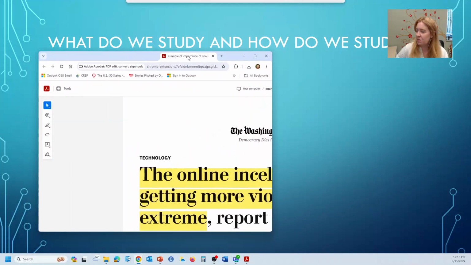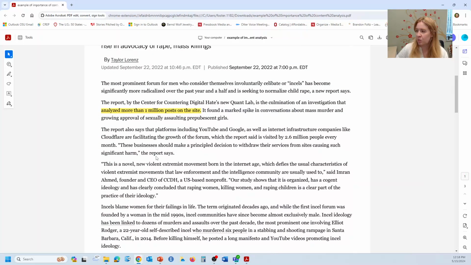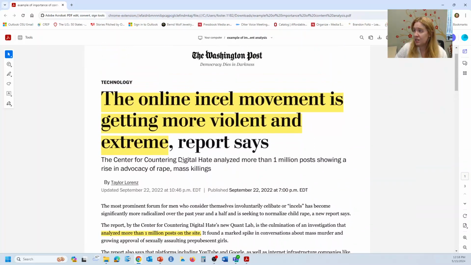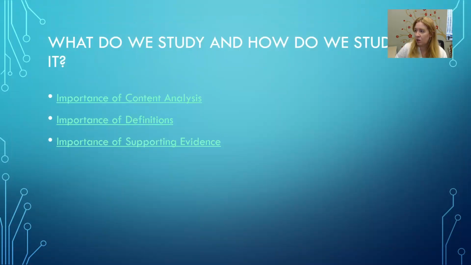One of them gets back to that topic with the incel movement. And this is an example of a content analysis where people are looking at what is actually happening in social media, because we can't make some good decisions about what to do about it until we know what's actually happening. So this group of people did a content analysis where they were looking at social media communication of people online in the incel movement to find out exactly what they were talking about.